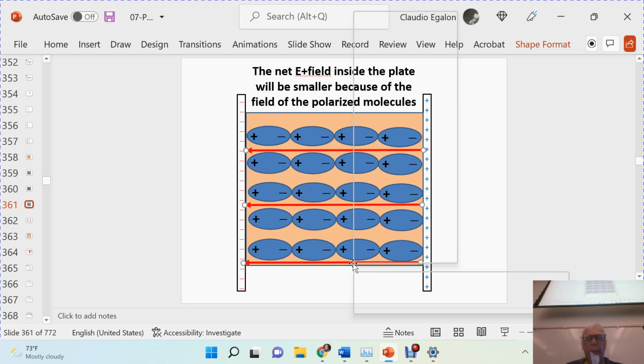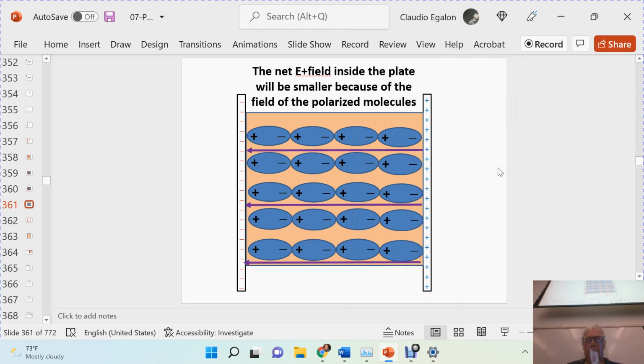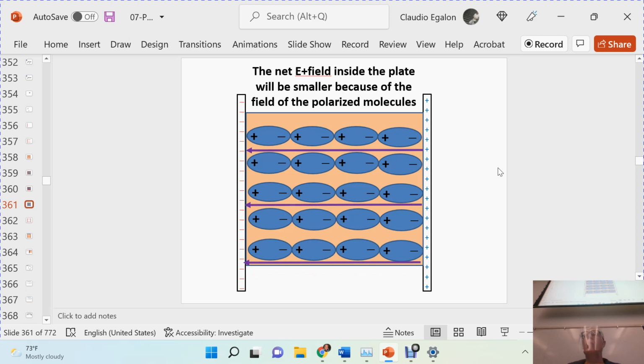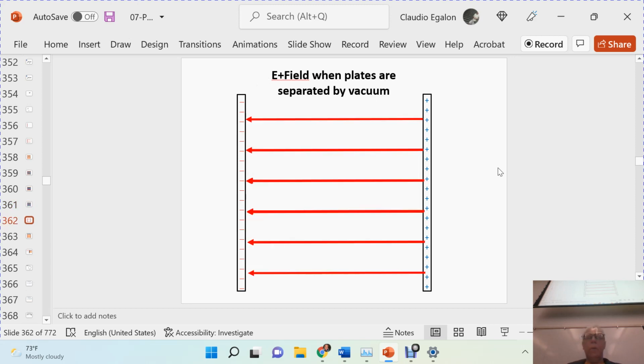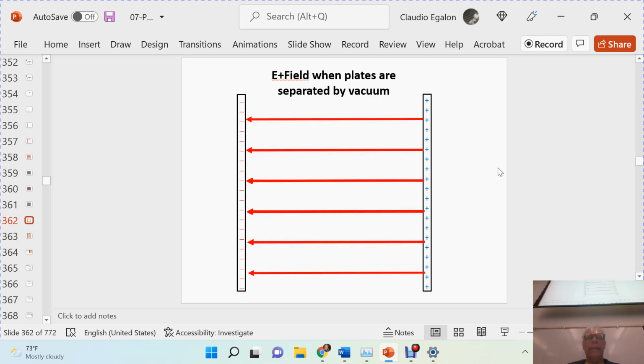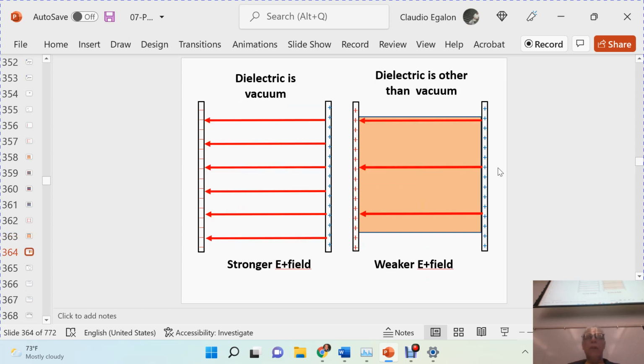So that's the qualitative idea of what happened inside a capacitor that has a dielectric. We get a weaker field. Okay? So here you go. Vacuum, put the field there, put the dielectric there, the field becomes weaker because of the polarization of the molecules.